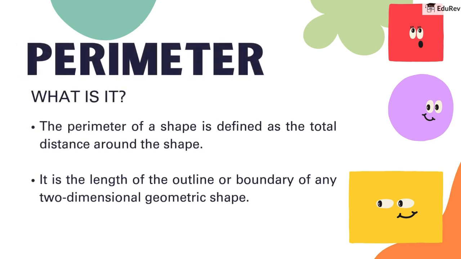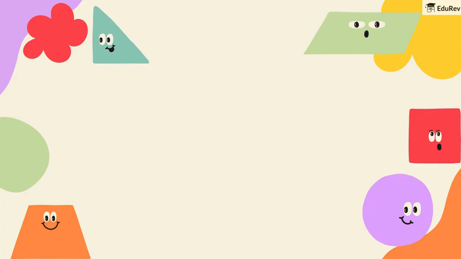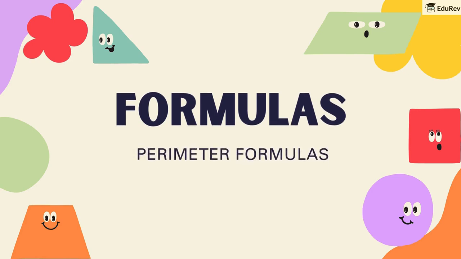The perimeter of a shape is simply the total distance around it. Imagine you're walking around your school playground. If you count the steps you take to walk all the way around, that's the perimeter. To calculate the perimeter of different shapes, we use specific formulas.